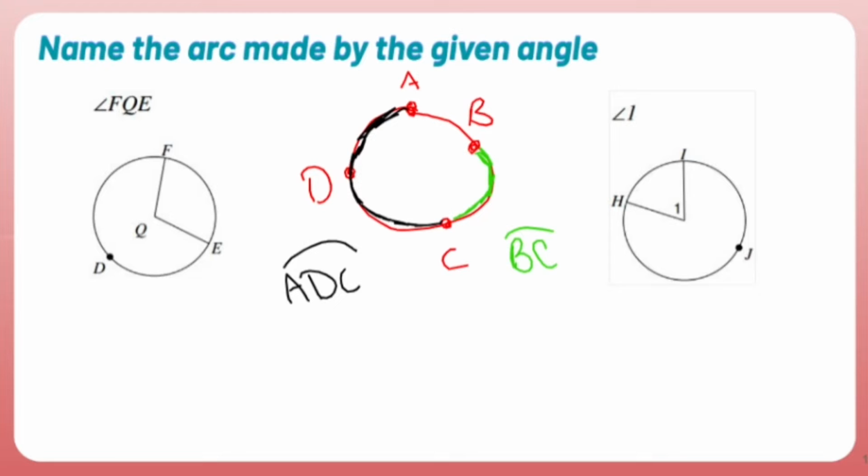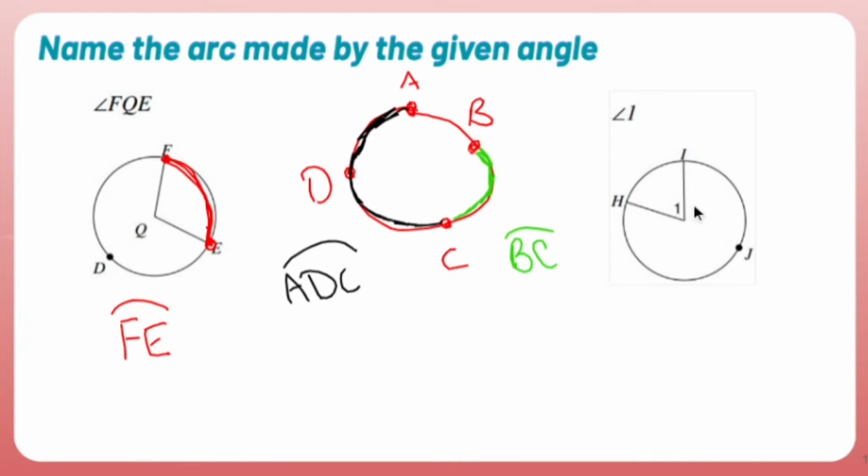So when I'm looking at this one right here, the name of the arc made by the angle FQE, here's F, here's Q, here's E. Well, I have three dots on my circle, but I'm going straight from F to E. So there's two names for this one. I can either call it FE or EF. I'm not including D because I'm only going in this short route to get from F to E. I'm not including the whole circle over here.